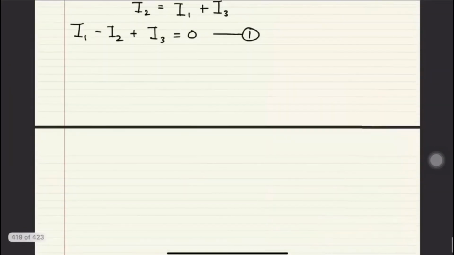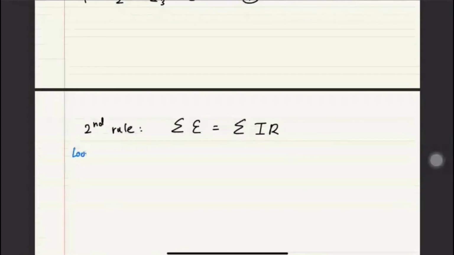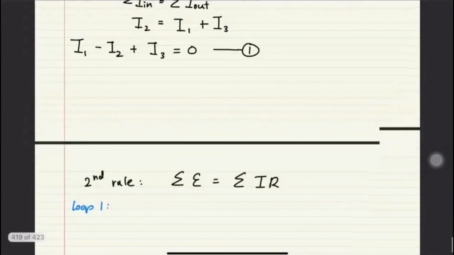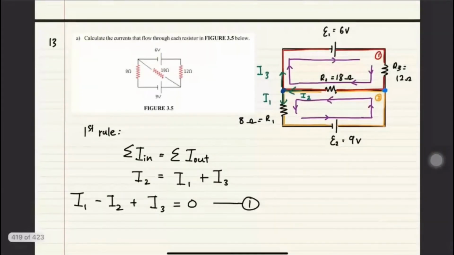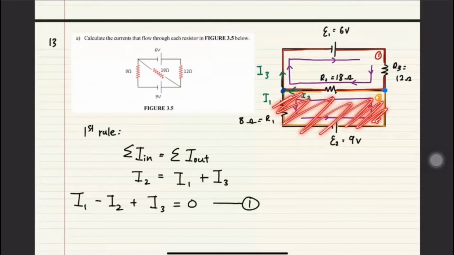So now you want to apply the second rule. The second rule states that the summation of EMF is equal to the summation of IR. Okay, you can start with loop 1 first. Over here, loop 1 is the red loop. So when you try to solve this one, you can ignore loop 2, don't even look at it. Okay, how many EMF are there in loop 1?